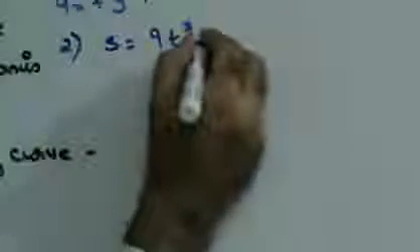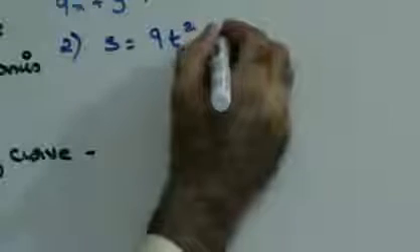Next, let's move on to the next sum, guys. Take down another sum. A particle moves in a straight line according to the law S is equal to 9t square minus t cube.